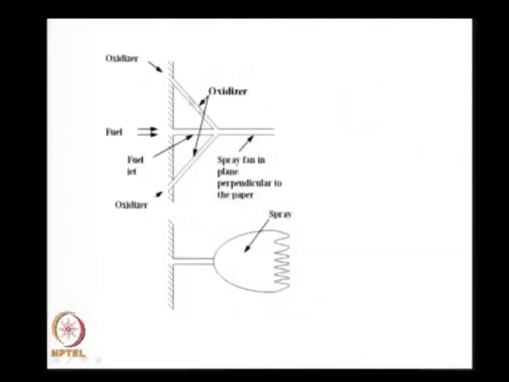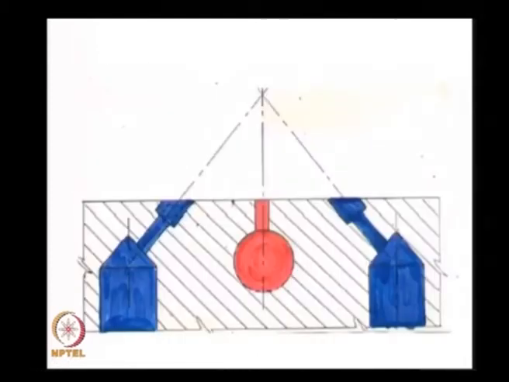I have an oxidizer jet, a fuel jet on each side, I form a fan, I look at it from the top, I get a spray fan, and this is what is a triplet. The advantage of a triplet is, when I change mixture ratio, I have the same quantity here, same quantity here, and this is central, therefore the spray fan does not really change its angle, and that is the advantage with triplets.